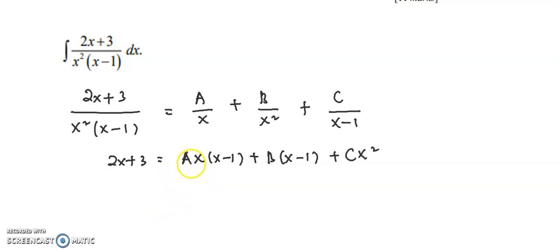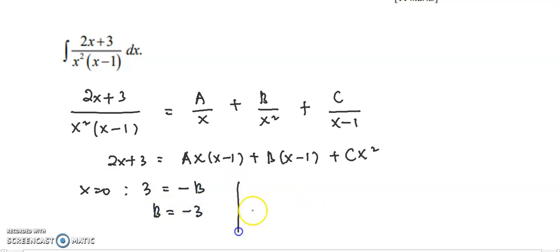Then we are trying to get the values of A, B, C either by using the elimination method or comparing the coefficients. For this case, I will just substitute x equals 0. When x equals 0, the left side is equal to 3, and on the right side the term A is 0, term C also 0, okay, left with negative B. So from here, we can solve for B equals negative 3.